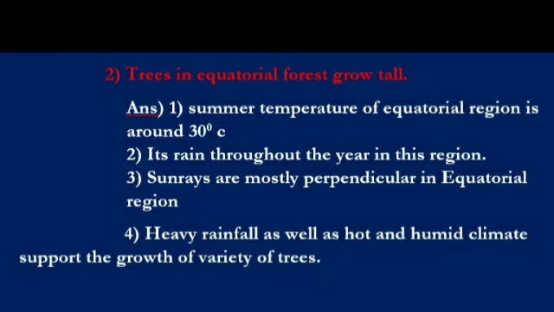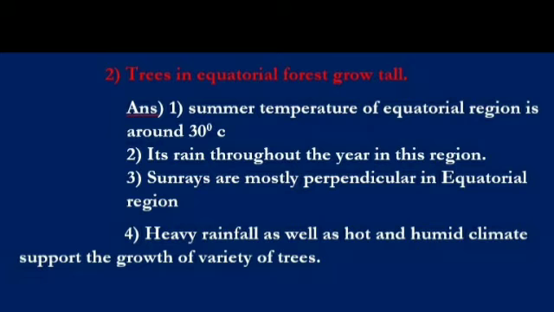Student, in the equatorial forest the climate is hot and also humid. And whatever varieties of trees are there in the equatorial region, they get water also, they get sunlight also, which the plant mostly needs. So when a plant gets sunlight and water, it grows with rapid speed, because it gets maximum sunlight. Because of this, student, the trees in the equatorial forest grow very tall. Understood? Okay, now let's see the next question.